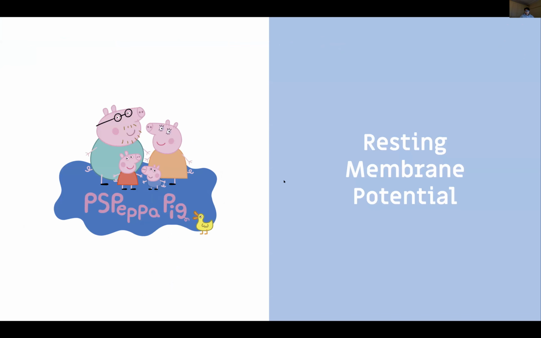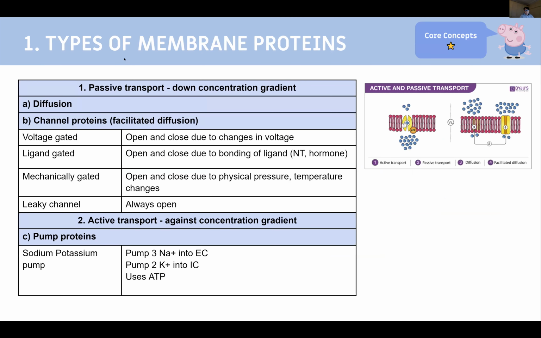Okay, so moving on to neurophysiology now. The first topic is resting membrane potential. Basically, we're looking at what is happening inside a nerve cell. First of all, we have different types of membrane proteins. Importantly, ions are charged, so they're not able to diffuse through the plasma membrane, and that's why we need membrane proteins to facilitate their diffusion.